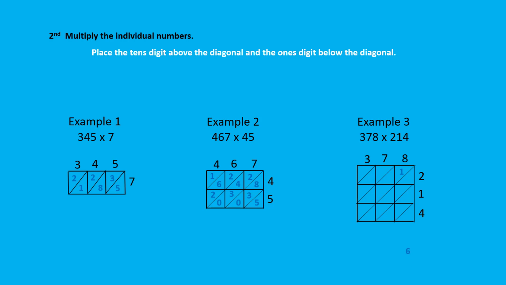2 times 8 is 16. 2 times 7 is 14. 2 times 3 is 6. And we just put the 6 below the diagonal. Now we multiply by 1. We get 8, 7, 3. Multiply by the 4. We have 32, 28, and 12. So we do the multiplication, fill in the lattice. That's step 2.